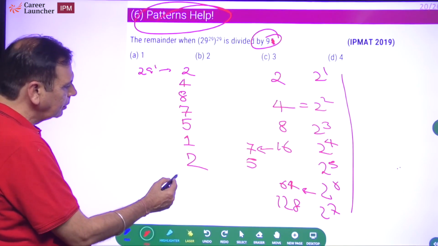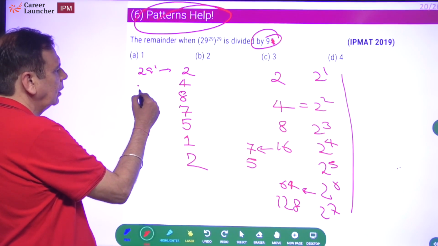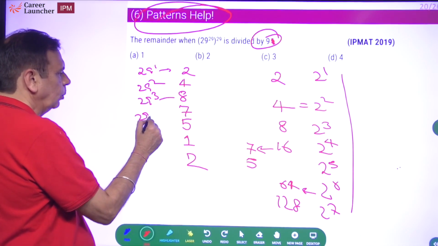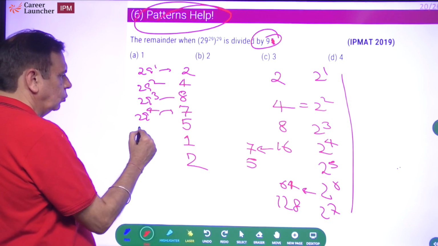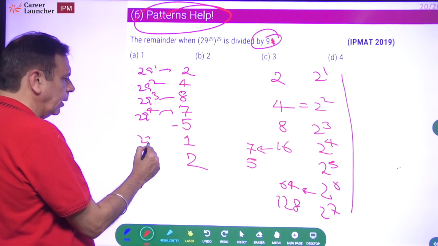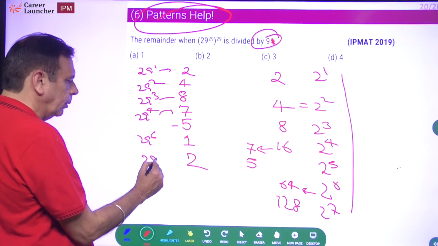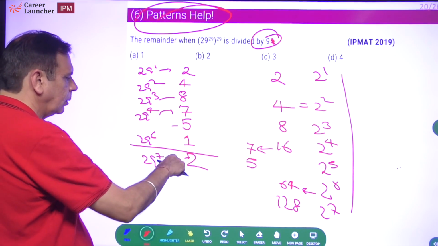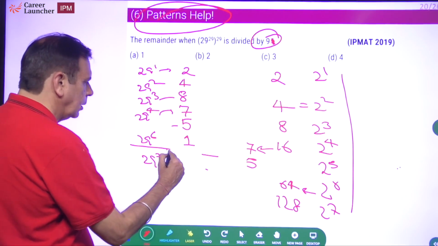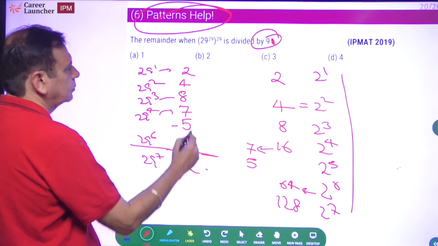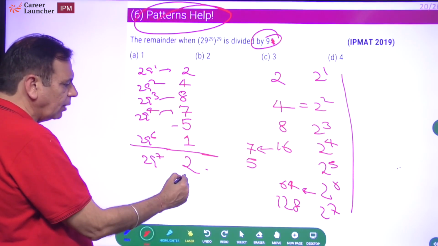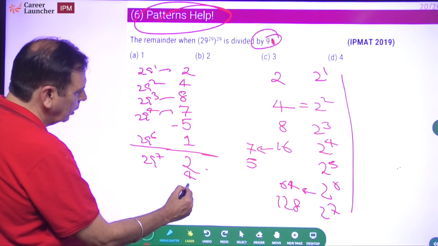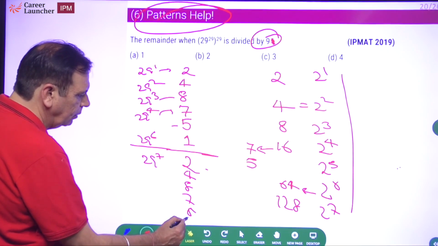अब अगला क्या आएगा? This is 29 to power 1, 29 to power 2, 29 to power 3, 29 to power 4, 29 to power 5, 29 to power 6, 29 to power 7. Can you see the pattern is going to repeat itself now? 2, 4, 8, 7, 5, 1, then 2. So, यहाँ पे 2 आ गया तो अगला क्या आएगा? 4, 8, 7, 5, 1.